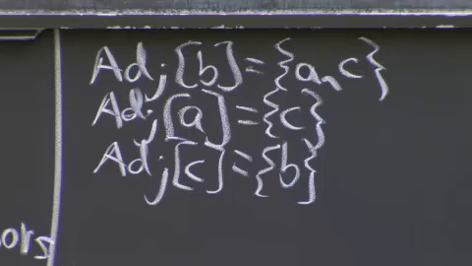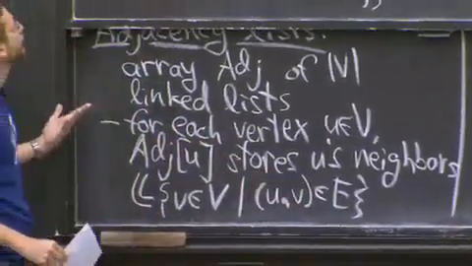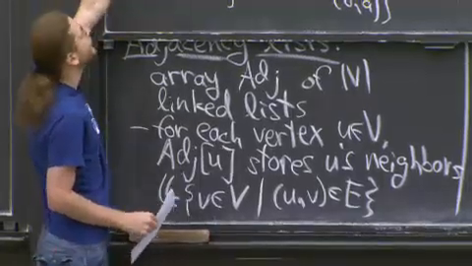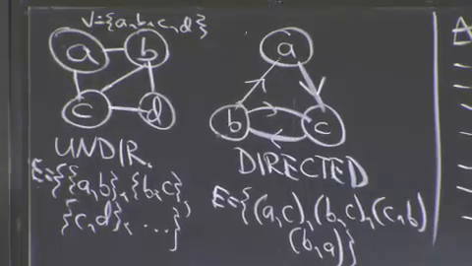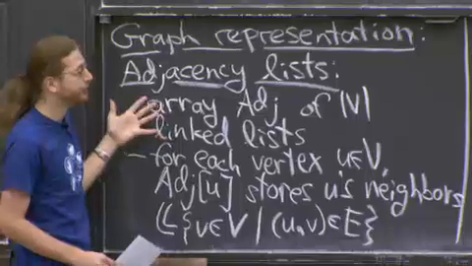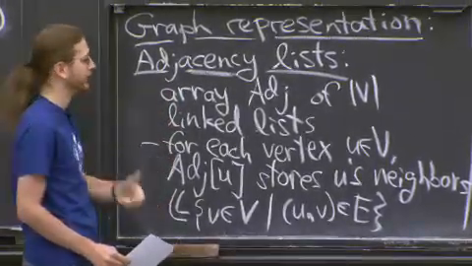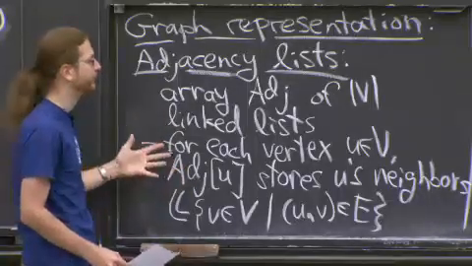OK, I think that definition is pretty clear. For undirected graphs, you just put braces here, which means it's the same thing. For here, ADJ of C is going to be A, B, and D, because you can get in one step from C to A, from C to B, from C to D. For graph exploration problems, this is the representation you want, because you're at some vertex, you want to know where can I go next. And ADJ of that vertex tells you exactly where you can go next.